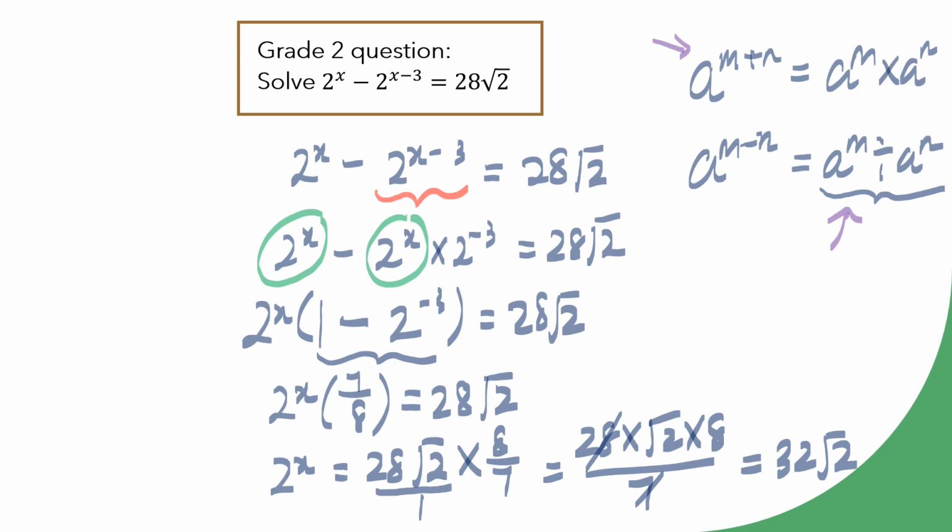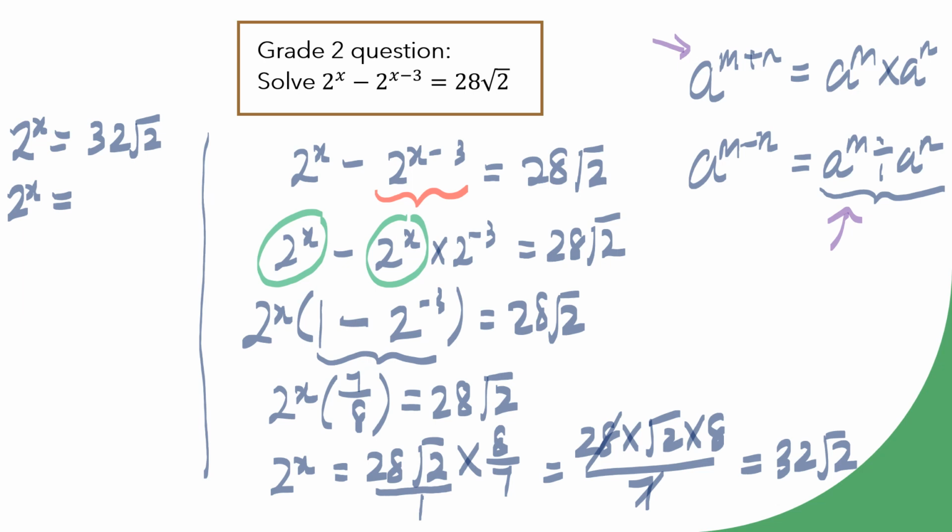Right, so how do we continue here? Basically this will look like what we have done in the grade 1 questions, the earlier questions. All right. So we can just express 32 square root 2 as base 2. Which I'm going to continue here. So 2 to the power x is equal to 32 square root 2. So 32 is 2 to the power of 5.